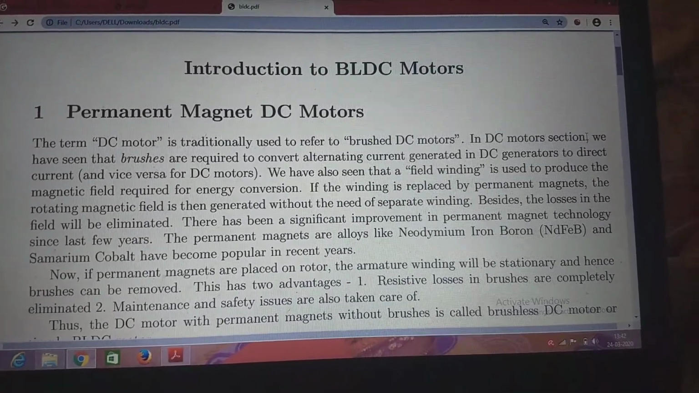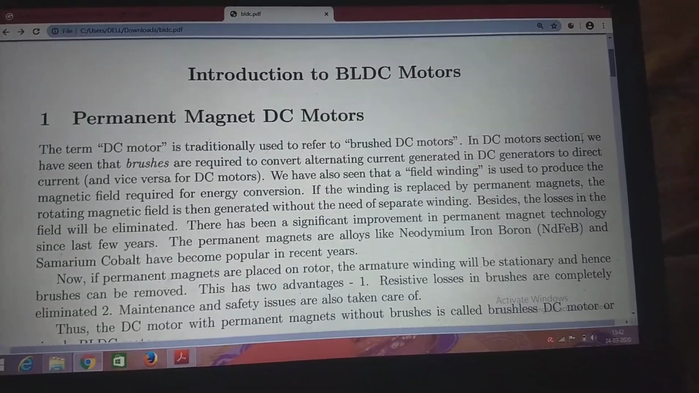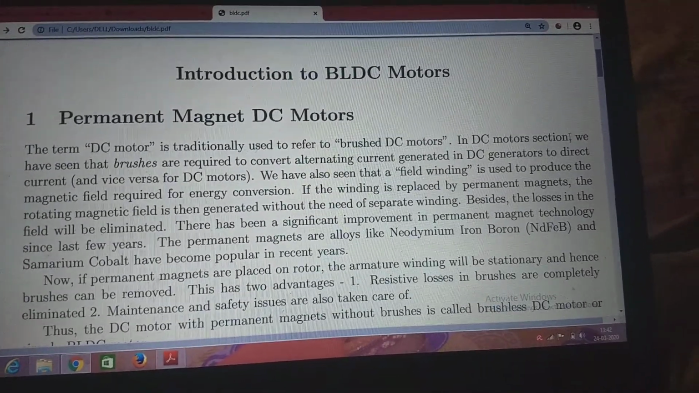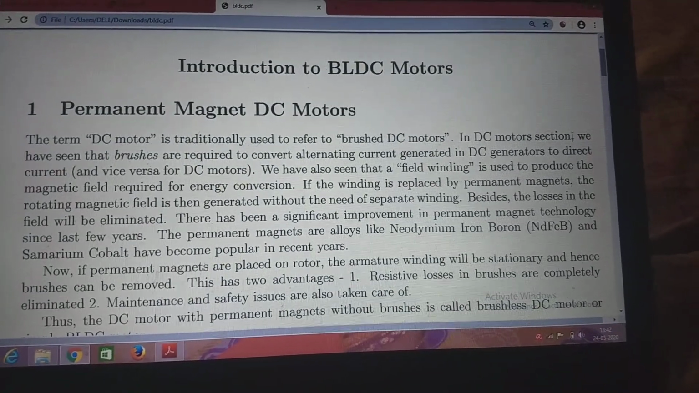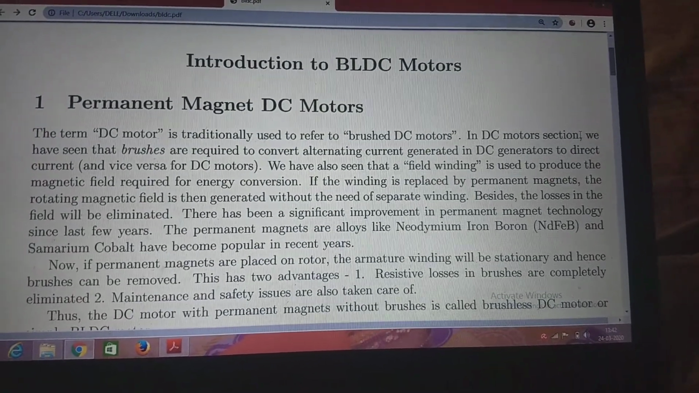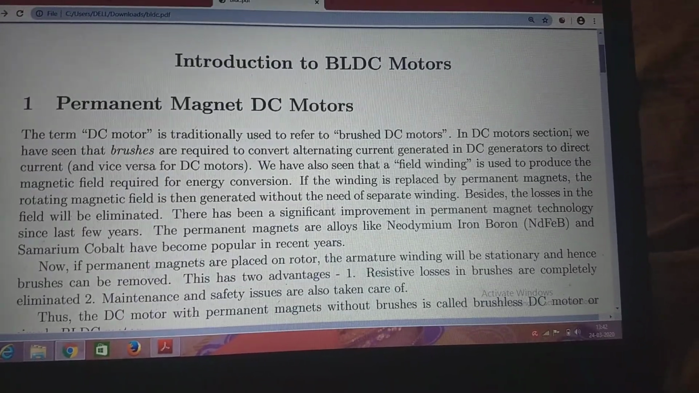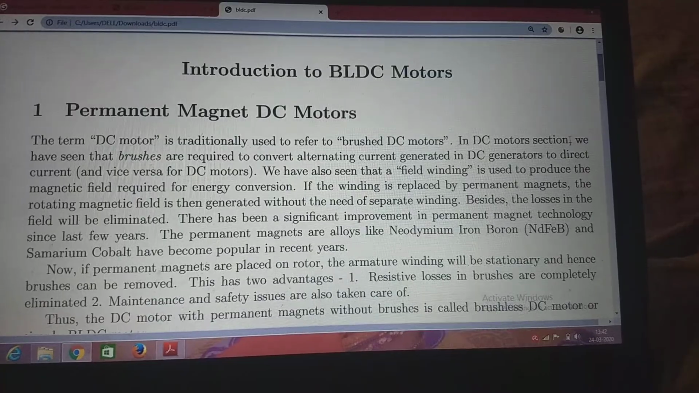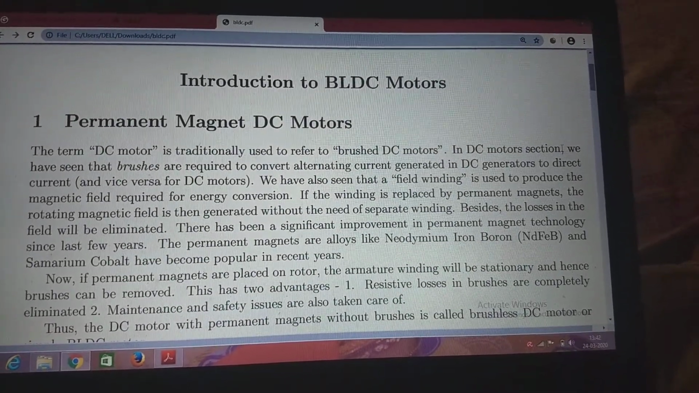So in DC motors, while you have studied the DC motor, you have seen that brushes are required to convert the AC current generated in DC generators to a direct current, right? Or vice versa for DC motors. And you have also seen that a field winding is used to produce a magnetic field, right?